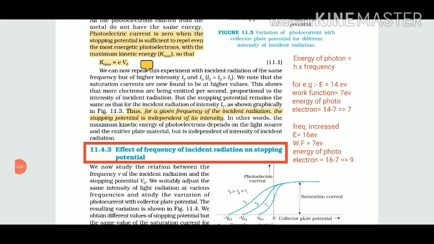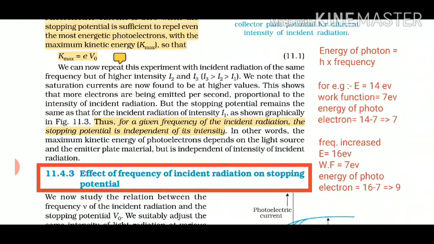Okay, next point is the effect of frequency of incident radiation on stopping potential. Before doing this point, I just want to tell you that the energy of a photon is equal to h into frequency. What is h? It's a constant and its name is Planck's constant. Energy of photon is equal to h into frequency.